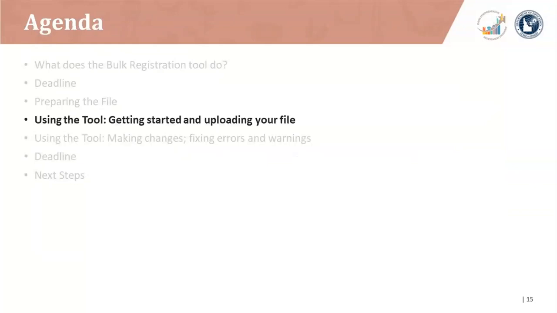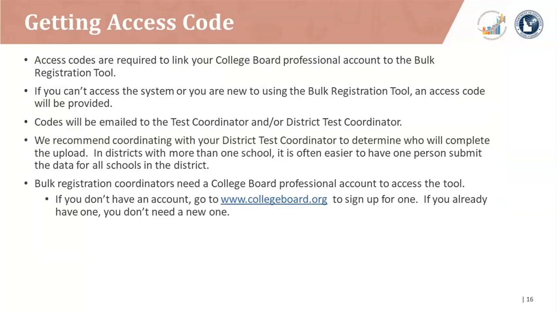How do you upload a file? Here's a quick step-by-step outline. Access codes are required to link your College Board professional account to the bulk registration tool. If you can't access the system or you're new to using the bulk registration tool, an access code will be provided. Codes will be mailed to the test coordinator and/or the district test coordinator in August.